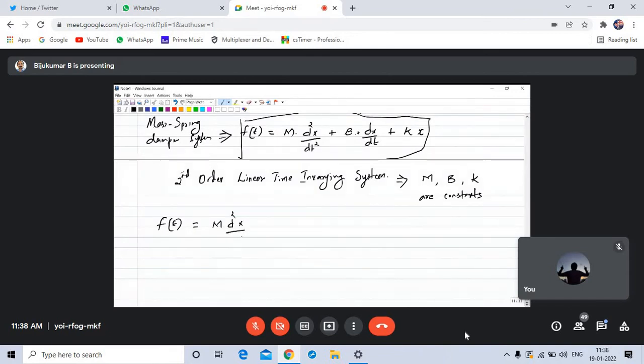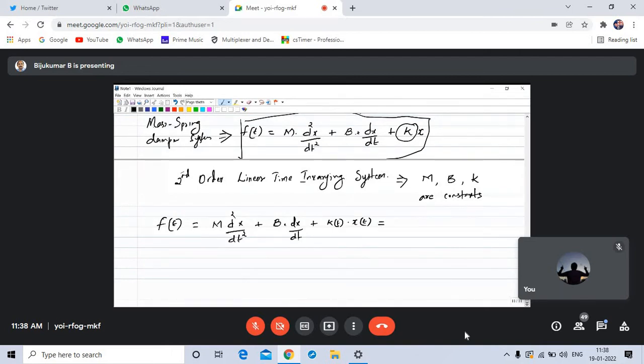Whether k will be constant? Yeah, k varies. The stiffness will vary, right? So suppose it is a time dependent parameter. So we can write the given equation as k of t into x of t. Here it is k because it is constant. Now, suppose the spring constant is varying with respect to time, we can write this k of t into time, right?